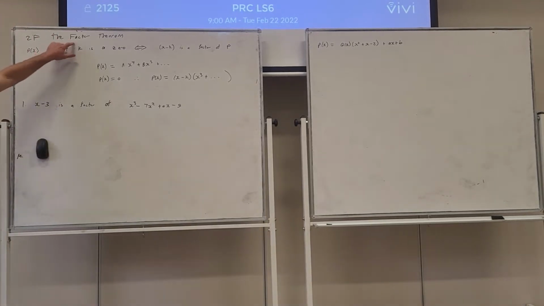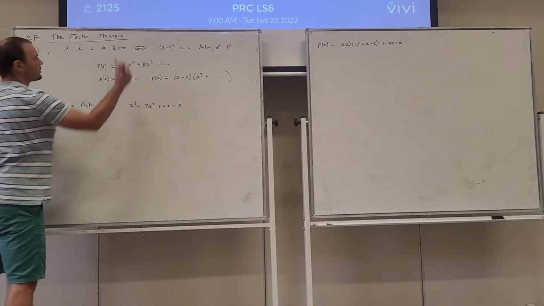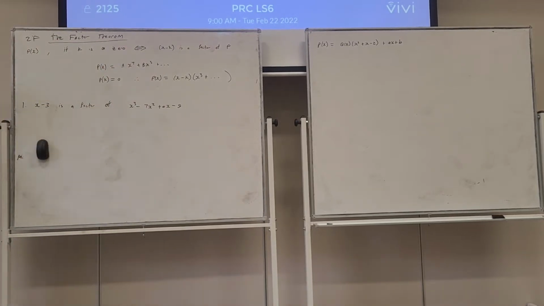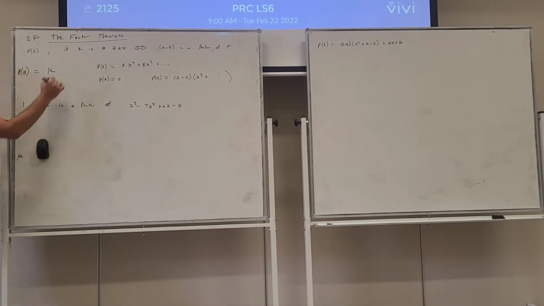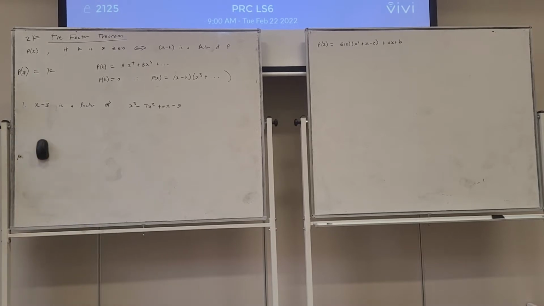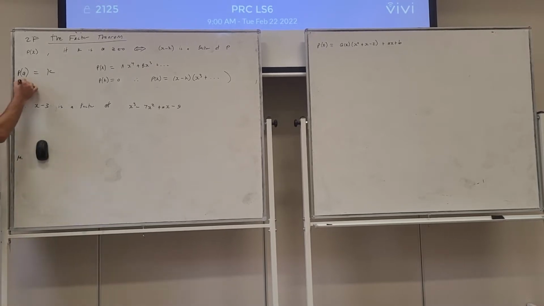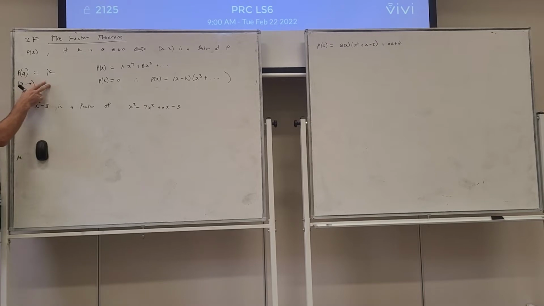Okay, so here's the factor theorem, and it follows on from the remainder theorem, right? We saw with the remainder theorem, if p of a equals k, then k is the remainder when it's divided by x take k. That's what we saw from the remainder theorem.